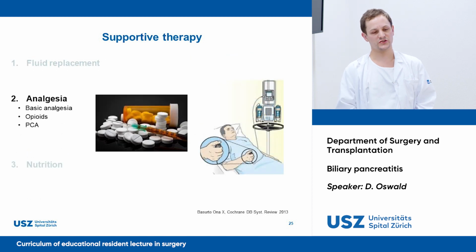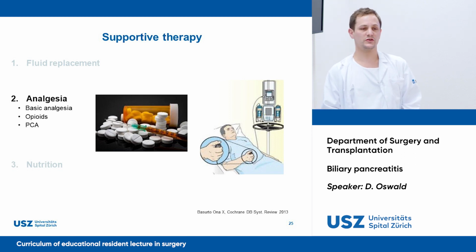Second point is analgesia. The pain is the predominant symptom of acute pancreatitis, and it should be treated promptly. You can start with basic analgesia, but usually you need opioids, and opioids are safe and effective in providing pain control in patients with acute pancreatitis. And usually a PCA, a patient-controlled analgesia, is a good way to help the patient.